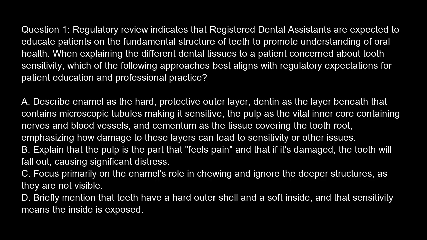Option B. Explain that the pulp is the part that feels pain, and that if it's damaged, the tooth will fall out, causing significant distress. Option C. Focus primarily on the enamel's role in chewing and ignore the deeper structures, as they are not visible. Option D. Briefly mention that teeth have a hard outer shell and a soft inside, and that sensitivity means the inside is exposed.